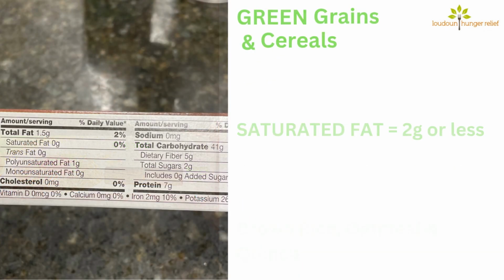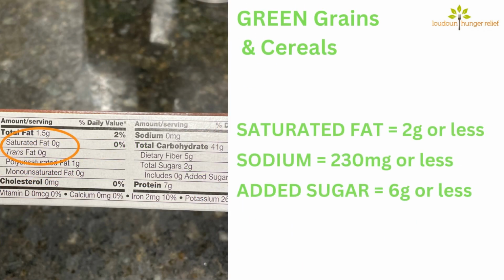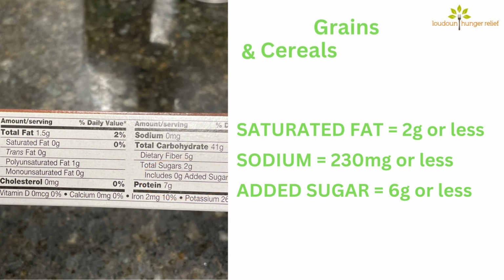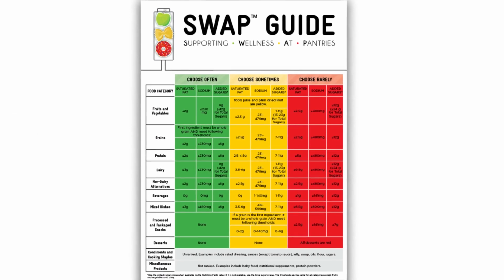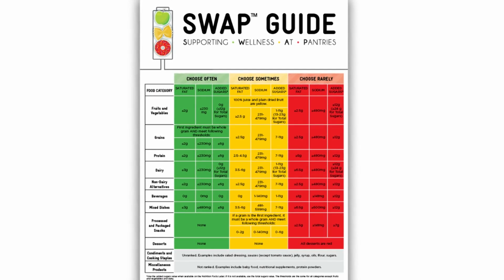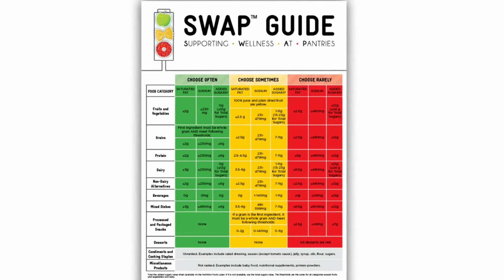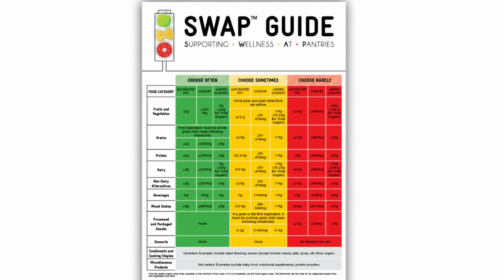If your item passes the whole grain test, then it must also contain 2 grams or less of saturated fat, 230 milligrams or less of sodium, and 6 grams or less of added sugar per serving to be ranked green. If a food item in these categories is not able to be ranked green, then consult the SWAP guide to determine if it is ranked yellow or red.